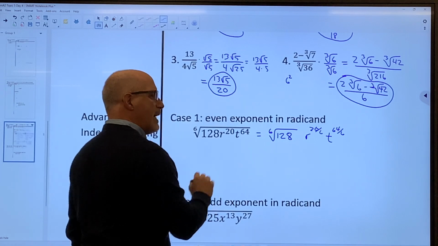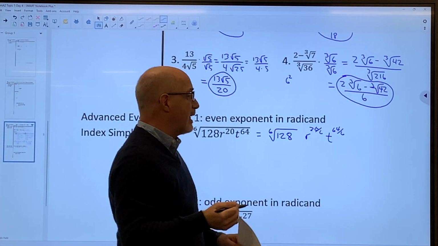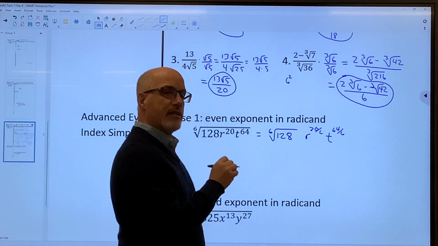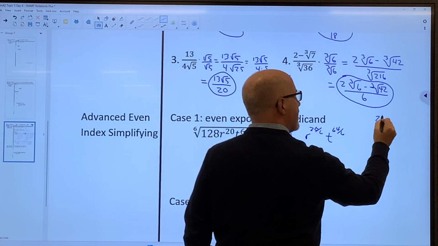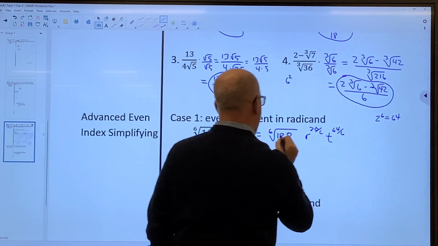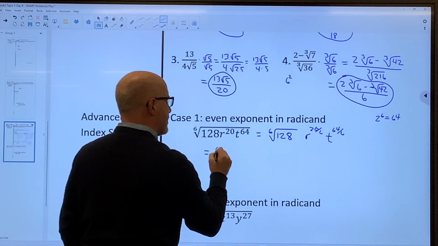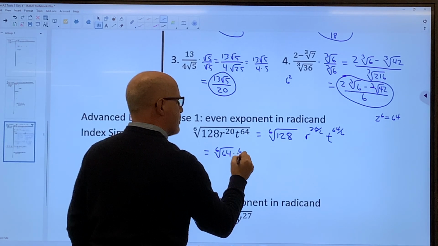Now, 128, you gotta be able to work with that to find out, is there a 6th root in it? And there is a 6th root in it. 2 to the 6th power is 64. I'll just mark that off to the side. 2 to the 6th is equal to 64. So I'm gonna separate this and make it the 6th root of 64 times the 6th root of 2.